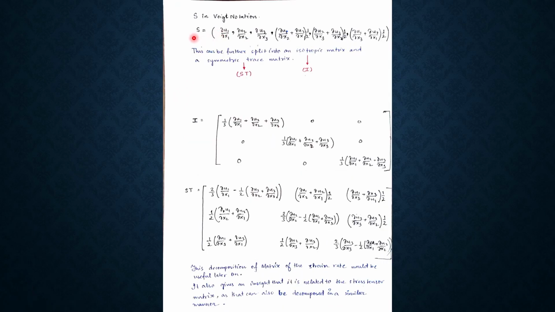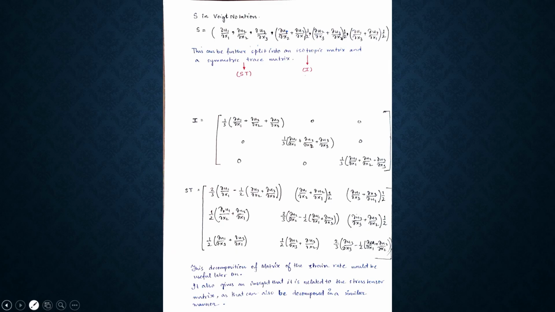And further, the symmetric part that we have obtained over here can be split into an isotropic matrix and a symmetric trace matrix. A symmetric trace matrix is a symmetric matrix with a trace of 0. So we do that too, and below I have mentioned how these matrices would look. Now, this decomposition of the strain rate matrix would be useful later on, and it also gives an insight that the strain rate is indeed related to the stress tensor, because the stress tensor can also be decomposed similarly into an isotropic and a deviatory part.